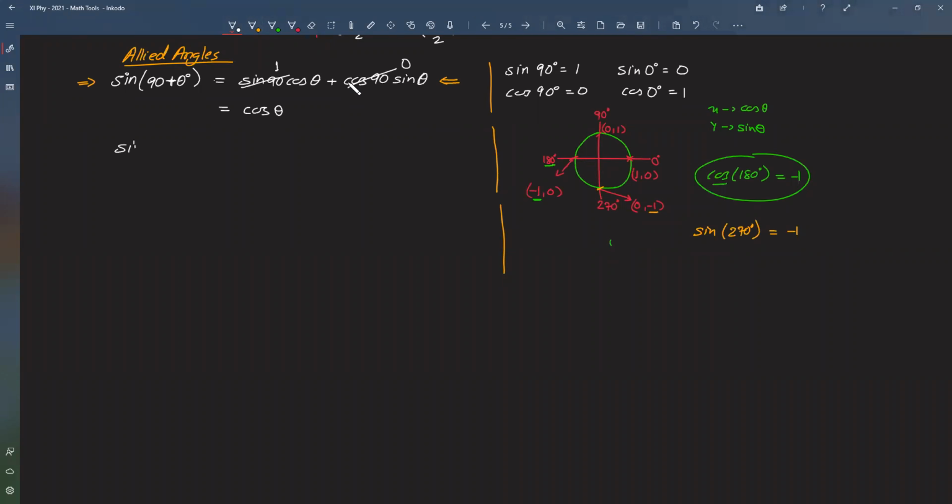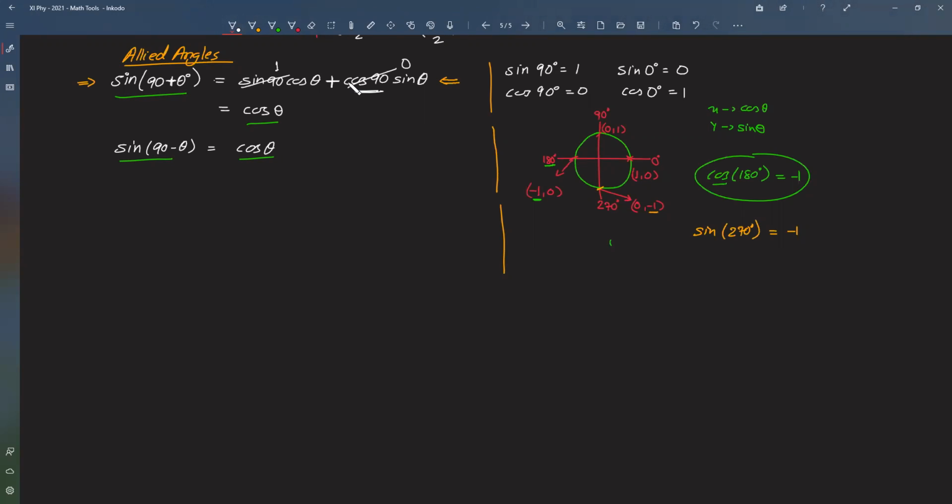Similarly, what will be sine 90 minus theta? Sine 90 minus theta will be the same thing. The only difference will be that instead of plus, there will be a negative sign. But it doesn't matter, because after that it is cos 90 degree, which is 0, and sine 90 is 1. So even this will be equal to cos theta. So sine 90 plus theta or sine 90 minus theta, both are equal to cos theta.